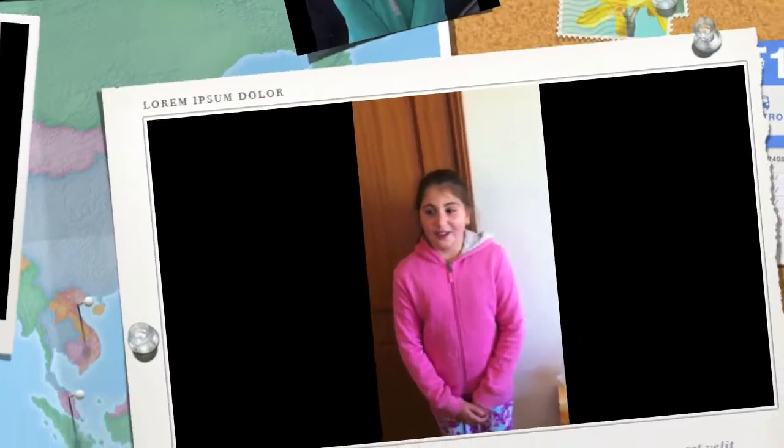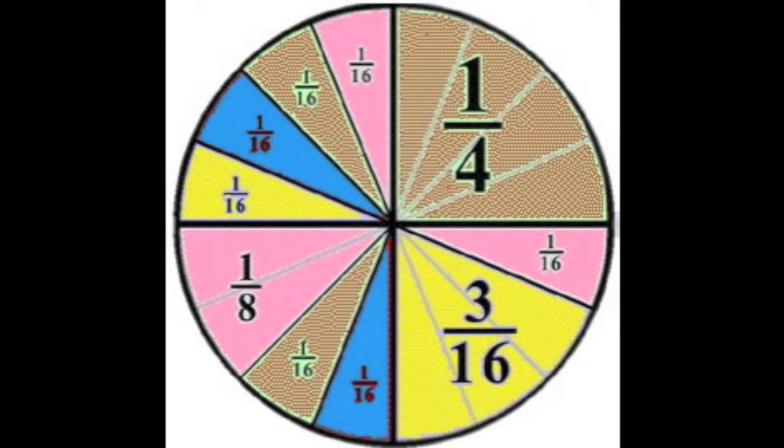Olivia thinks a fraction is maths. A fraction is a number on the top and a number on the bottom. I think a fraction is a part of a whole number. I think a fraction is a number on top of another number. A fraction is part of a whole.